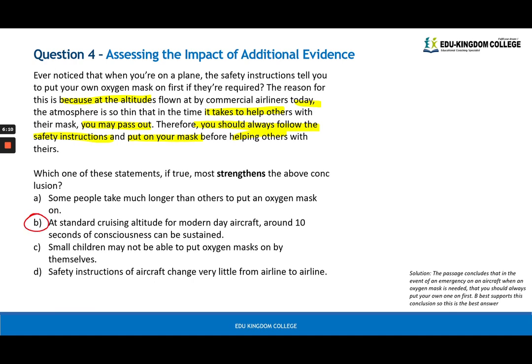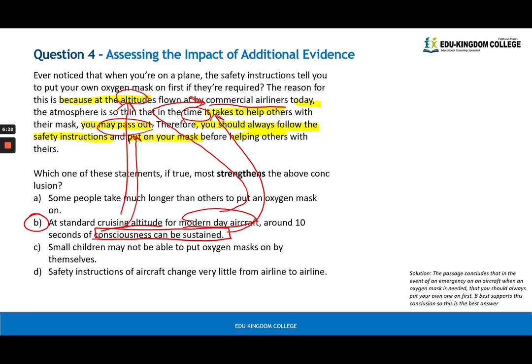At standard cruising altitude for modern day aircraft, so we're linking straight to the commercial airliners and the altitude here. Okay, the link: around 10 seconds of consciousness can be sustained, so that is not a long time. And you can see that in the amount of time that it takes to help others, you may pass out, which is the consciousness bit. There are 4 clear links between this and the main ideas that we highlighted in our text, so B is a very good strengthener of the conclusion. Again, read through the solutions if you'd like by pausing the video.